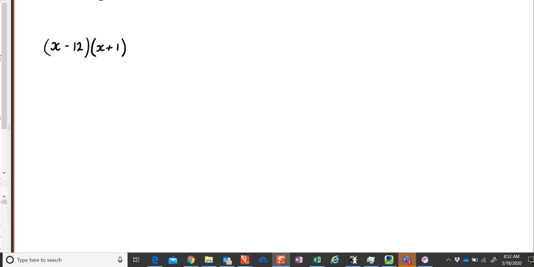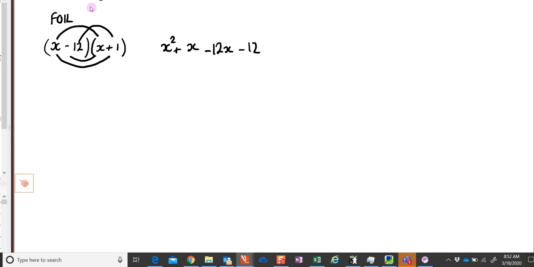Okay, so when we look at our quadratic expansion of brackets, you probably know this already, so we're looking at utilizing our FOIL method. So FOIL is firsts, so we've got x multiplied by x is x squared, outsides 1x, insides minus 12x, and then our lasts, which would make minus 12.